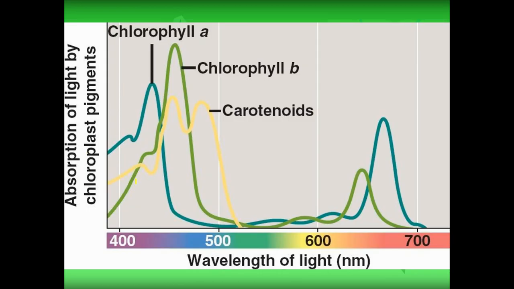So this graph here is just showing you the different pigments. Okay, so the peaks here represent the wavelengths of light that they absorb. So you can see that chlorophyll A here is going to be absorbing the violets and the blues. Chlorophyll B here is more in the blue range. Your carotenoids are going to be in these areas. And so it's just kind of showing you they're all going to be absorbing light, but they absorb slightly different wavelengths.